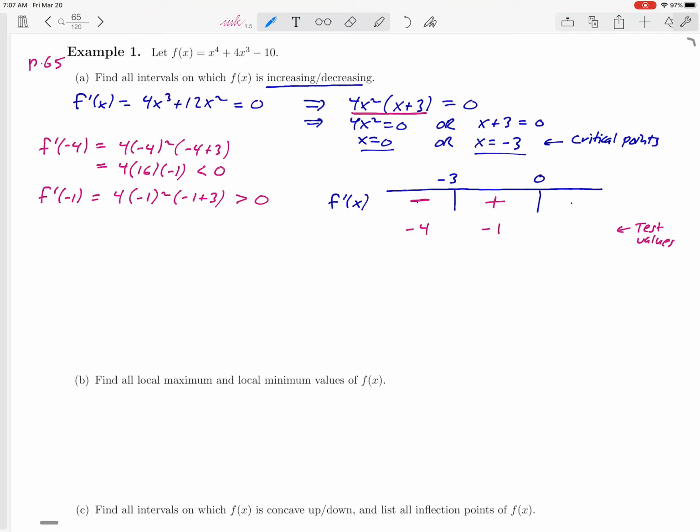And then finally, we need one more test value, a number that's a little bit bigger than 0. How about 1? And we'll plug that into our derivative.